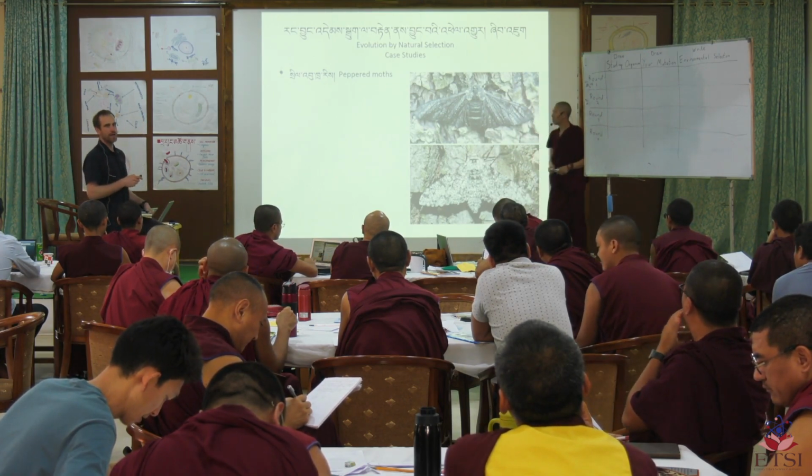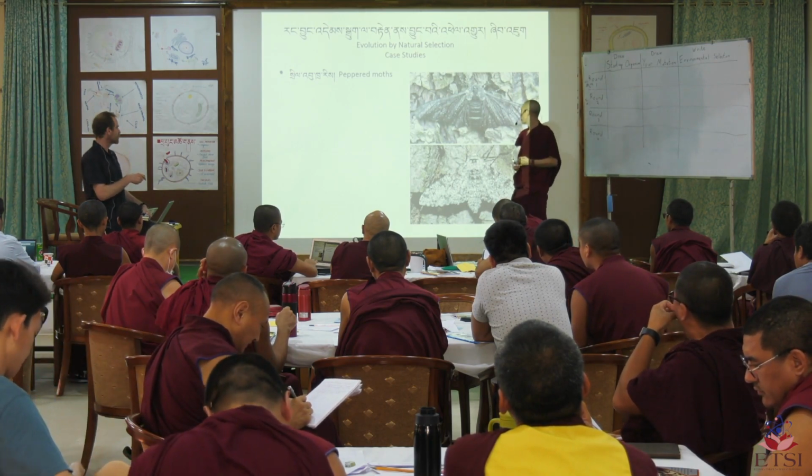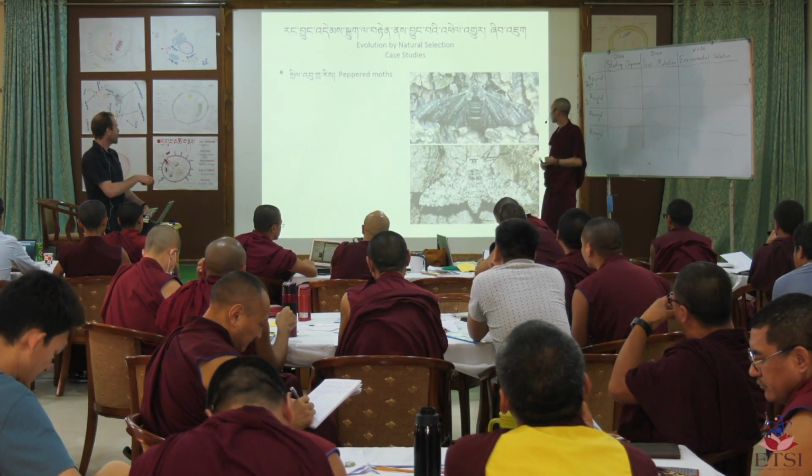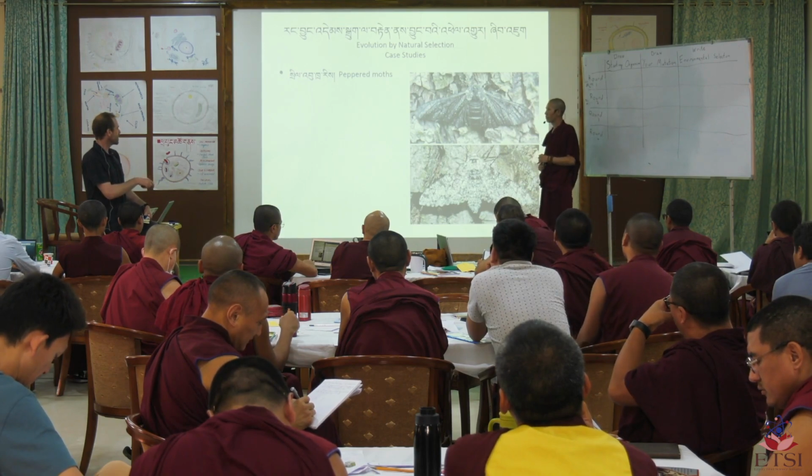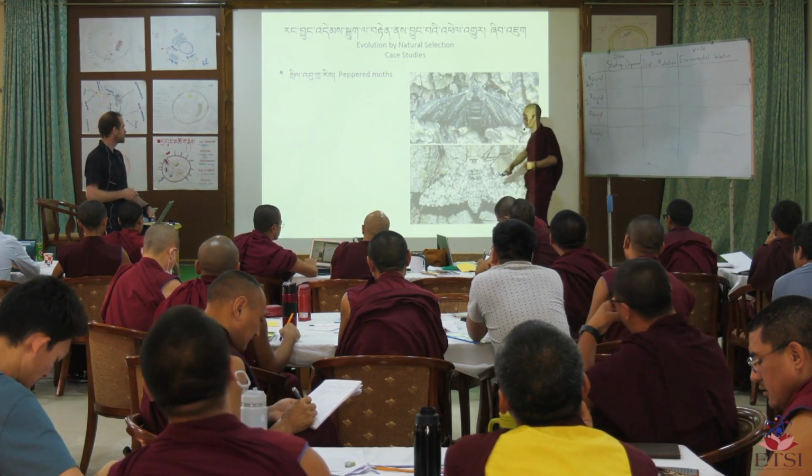So in England, before the Industrial Revolution, there was a moth that is this color, kind of black and white. This one. Yes, the low one.